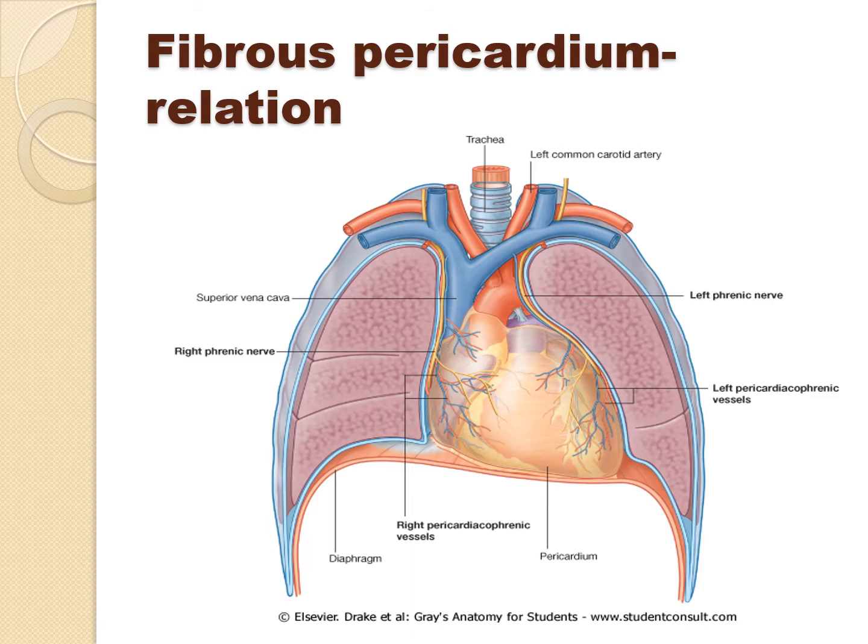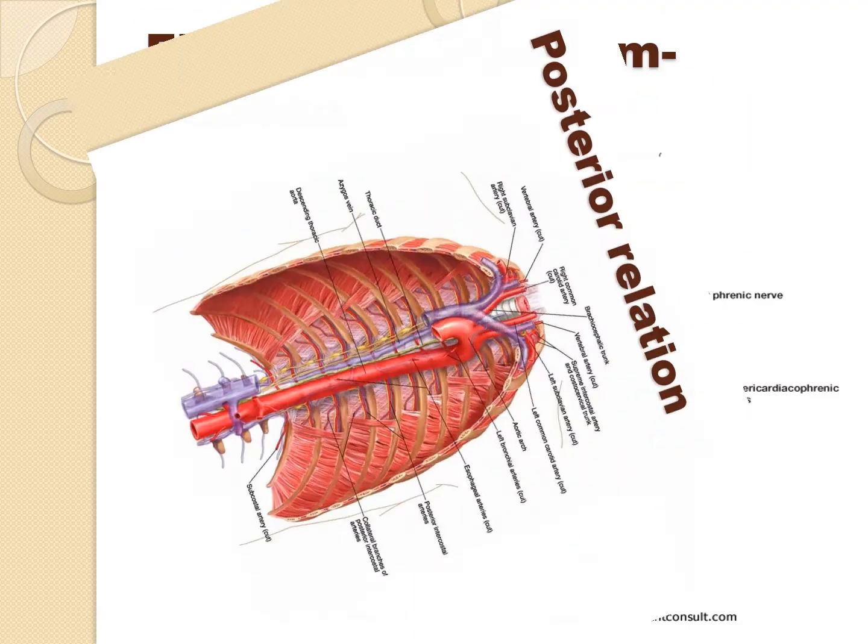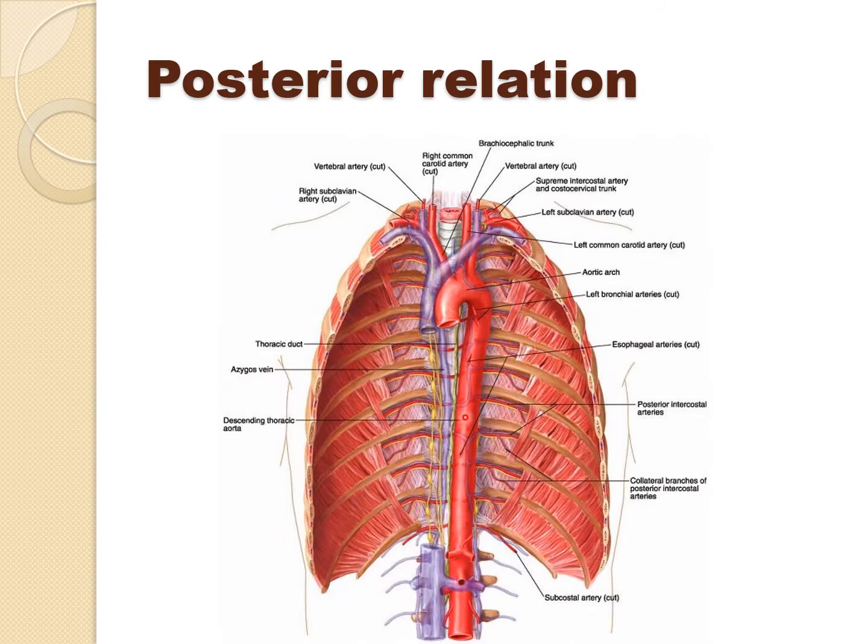Now what will come in the posterior relation? Posterior relation. See this diagram. Posterior relation: esophagus, azygos vein. All of these structures pass behind, or posterior to, the pericardium.